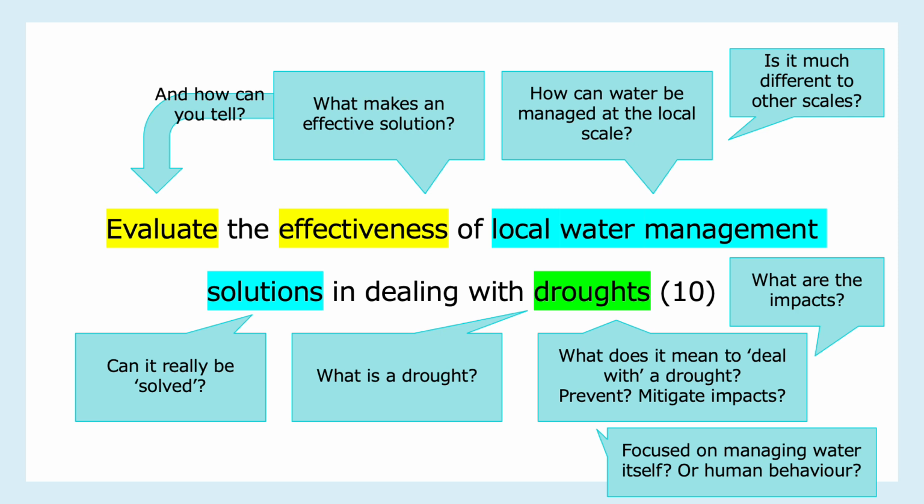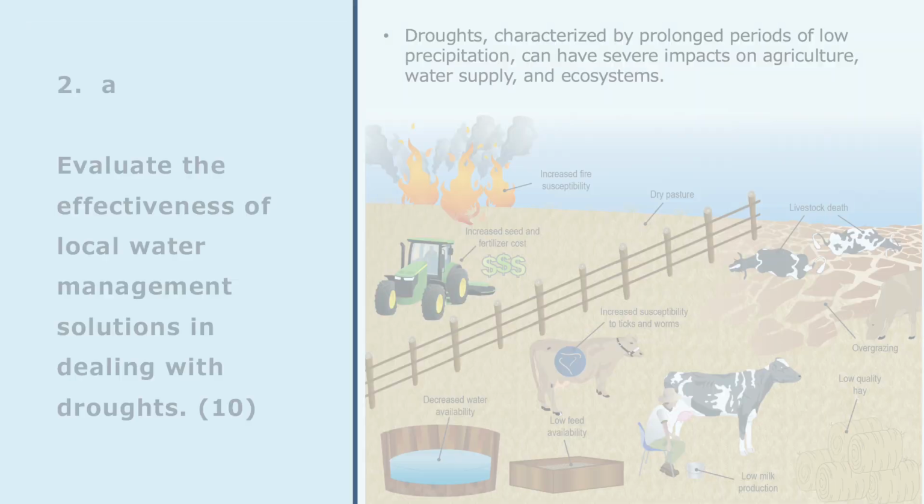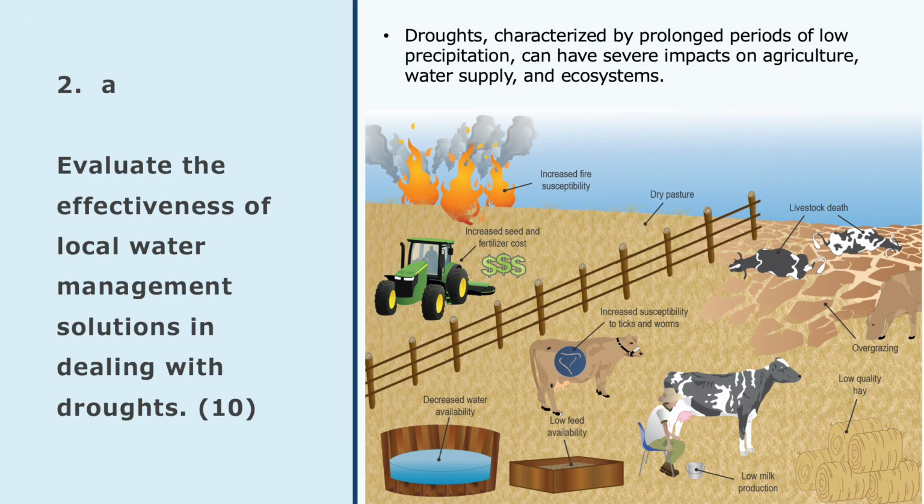So what is a drought? A drought is characterized by prolonged periods of low precipitation. And so that is lower than usual precipitation, which can depend on different places, because of course different places receive different patterns of precipitation, but in any case it is always lower than what we're expecting for that place, and it's extending for a prolonged period of time. And then that drought can have severe impacts on agriculture, water supply, and that can be for municipal or domestic use, it could be for industrial use, and it can also have ecosystem impacts as well.